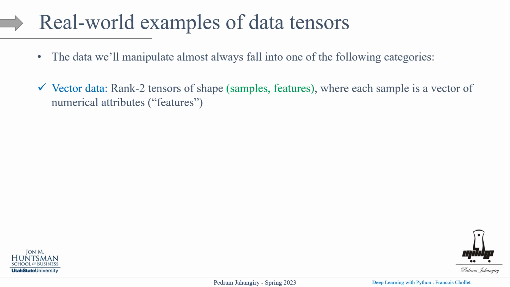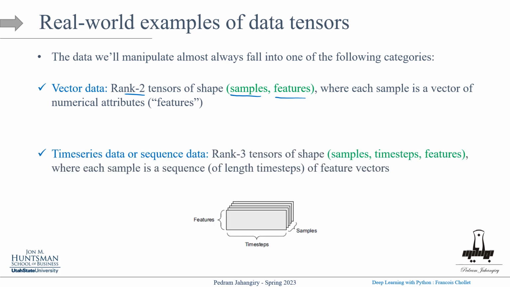So again, vector data is a rank 2 tensor, and it's like this: samples, features. Remember, we go from global to local, so we start from how many samples you have and how many features. Each sample is a vector of numerical attributes. If I have a data set like this, x1, x2, let's say x50, and I have observations from 1 to 1000, what is the shape? The shape is going to be 1000 by 50. Samples and features.